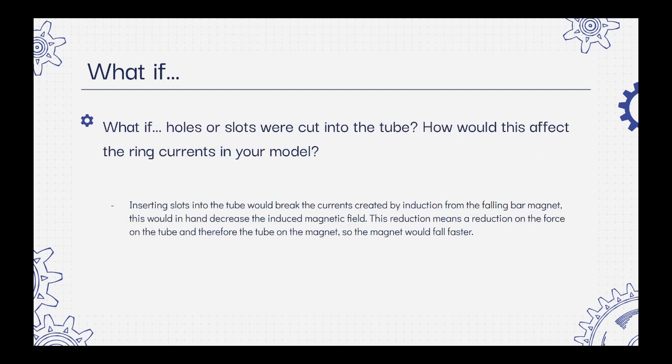So if we cut holes or slots in it, it would make our magnet fall faster, because those currents would be broken, and that would decrease the magnetic field created by the induced EMF.